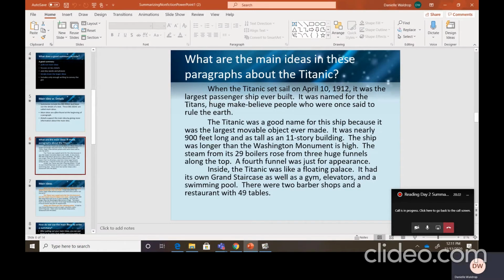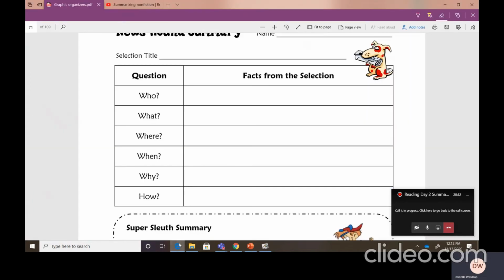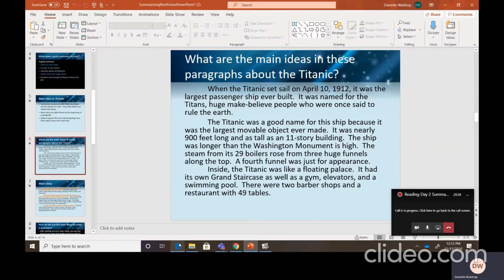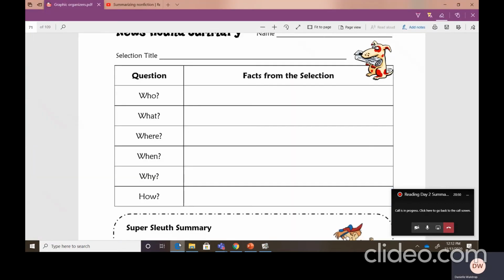All right. On our Newtown, we could say that the who in this one would have been the passengers on the Titanic. Okay. And on your Newtown, it says what? What usually refers to a thing or an event. What thing are we talking about in this passage here? Yeah, we're talking about the Titanic. And so the event would be the first voyage of the Titanic, the first time it set sail.